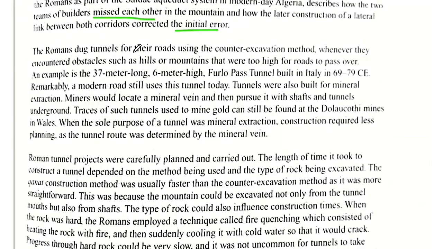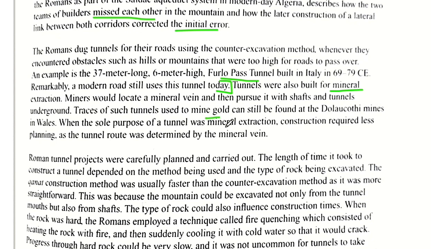Romans dug tunnels for the roads using the counter excavation method whenever they encountered obstacles, hills, and mountains every too high for roads to pass over. An example is a 37-meter long, 6-meter high Furlo Pass tunnel built in 69 to 79 CE. Remarkably, a modern road still uses this tunnel today. Tunnels were also built for mineral extraction. Miners would locate the mineral vein and then proceed along it with shafts and tunnels underground. Traces of such tunnels used to mine gold can still be found at the Dolaucothi mines in Wales.